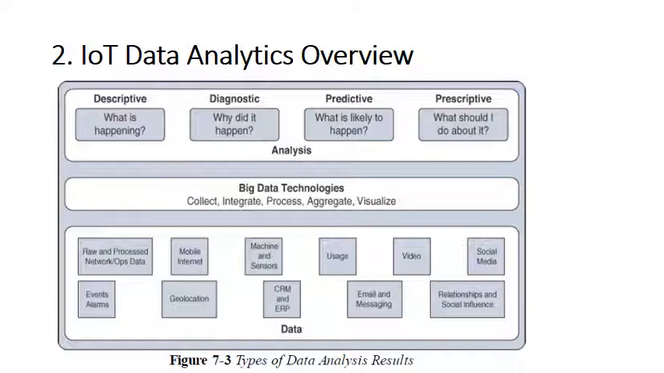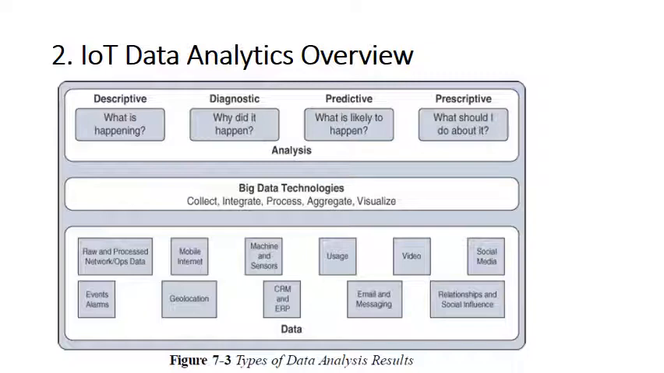If you consider the first layer, the analysis layer, there are four types of analysis. The first one is descriptive, meaning what exactly is happening here, and diagnostic, meaning why the data looks like this, why the data is coming like this. So that is called diagnostic. We can analyze that based on descriptive data, and come to know that this is happening.